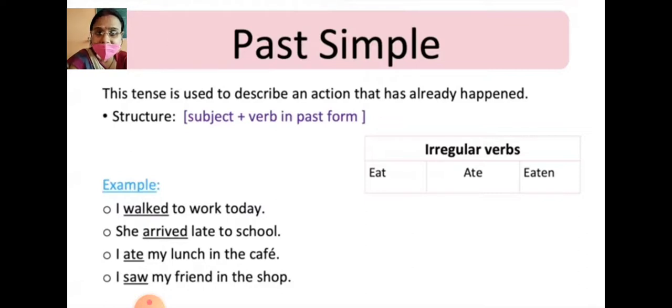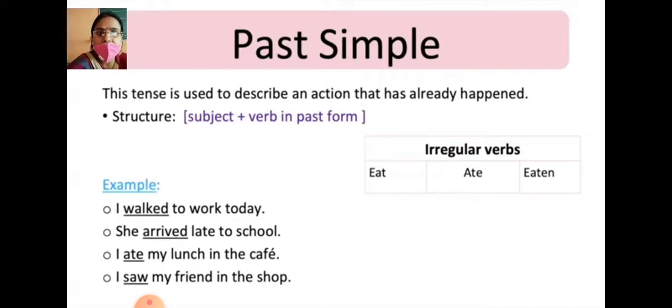It is not necessary that every time by adding ed you will make your verbs at the place of verb 2 or verb 3. No. Sometimes, for example, eat, ate, eaten, and in the very same way, come, came, come, sit, sat, sat. So these are the things which you have to take care of while making your tenses. So you can note down the structure, that is your subject plus verb in the past form.